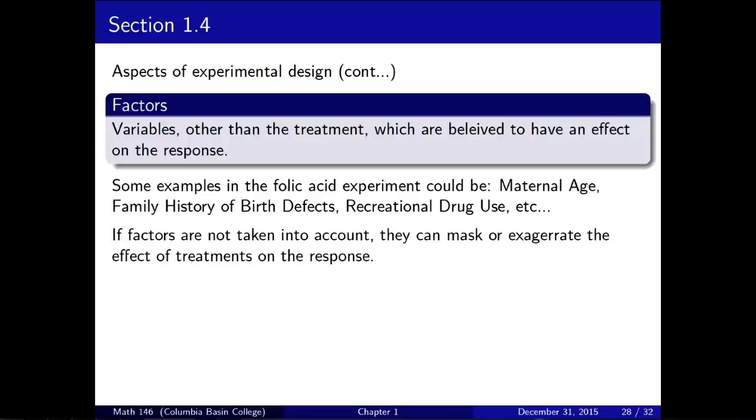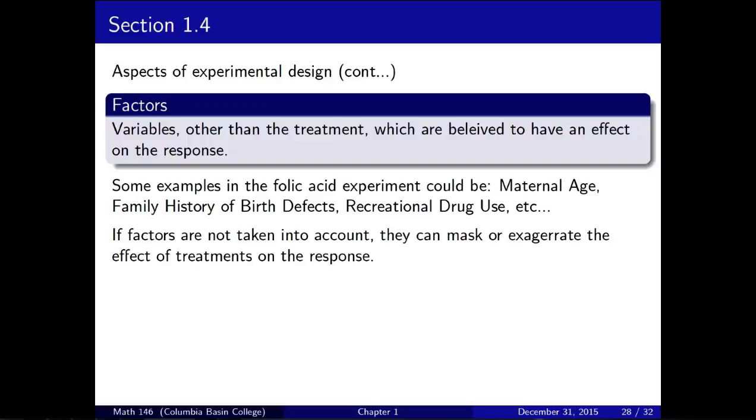I have a few listed here. Their maternal age, okay? So women over the age of, I don't want to mess it up, I believe it's 35, but I could be wrong. But women over the age of 35 are more likely to experience birth defects than women under the age of 35. Okay, so it'd be important to know how old the mothers in your study are.